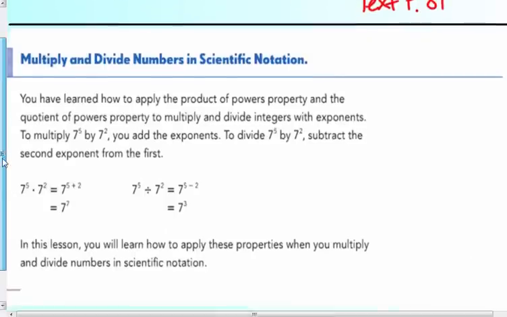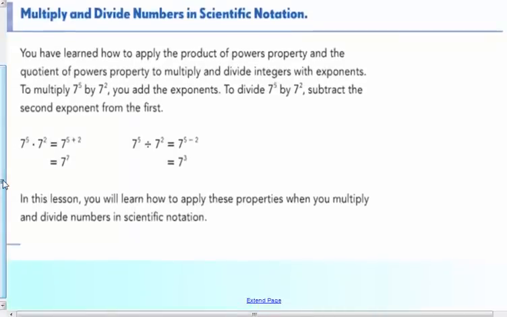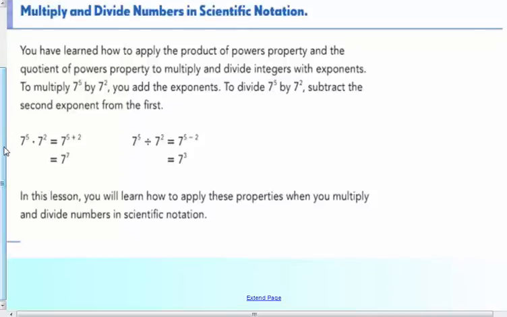So, you have learned how to apply the product of powers property and the quotient of powers property to multiply and divide integers with exponents. To multiply 7 to the 5th by 7 to the 2nd, you keep the base and add the exponents. To divide 7 to the 5th by 7 to the 2nd, you keep the base and subtract the second exponent from the first, or subtract the exponents.